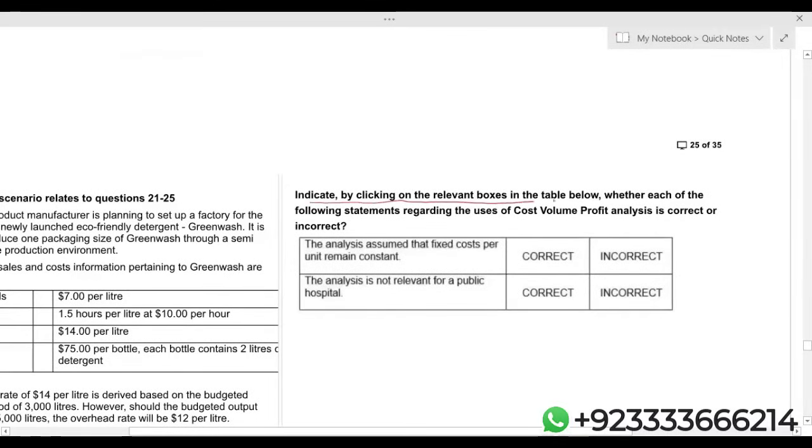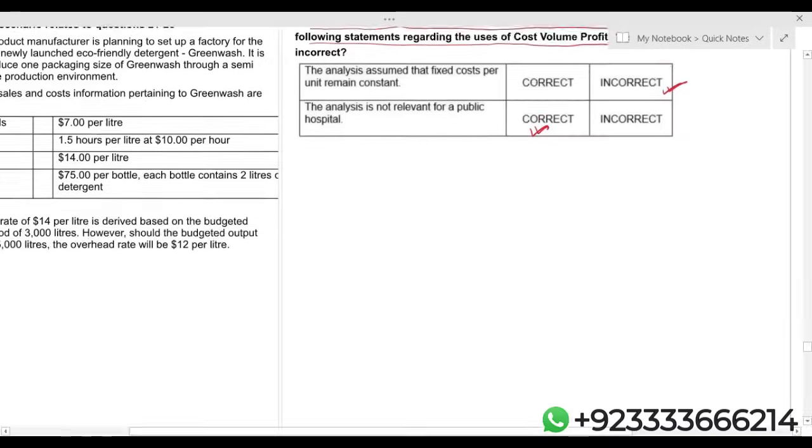Indicate by clicking the relevant boxes in the table below whether each of the following statements regarding the use of cost, volume, profit analysis is correct or incorrect. The analysis assumes that fixed costs per unit remain constant. Actually, this analysis assumes variable cost per unit remains constant, not fixed cost per unit. The analysis is not relevant for a public hospital. That makes sense. CVP analysis we utilize in profit-making businesses, not in public hospitals. So the first one is incorrect, the second is correct.